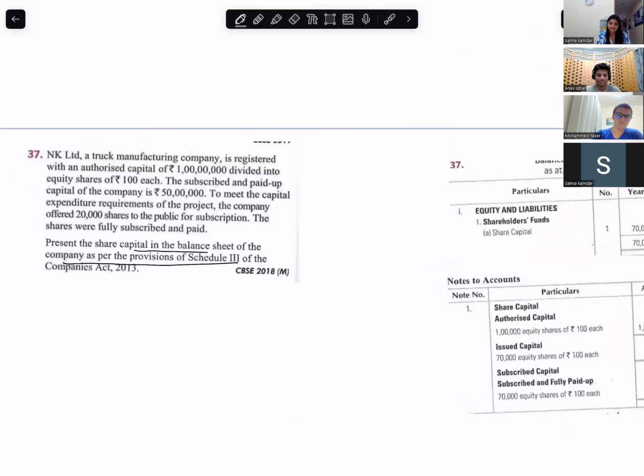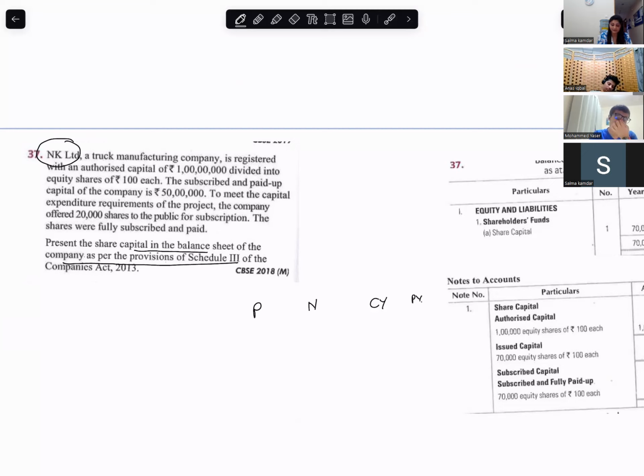Understand? Then first we have to make a balance sheet extract. What will we write first? Balance sheet as at, in the books of NK Limited, the balance sheet bracket extract in the second line, third line as at. Then inside that there will be 4 columns: particulars, note to account, then current year, previous year.